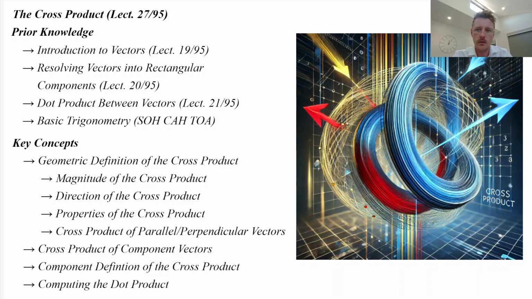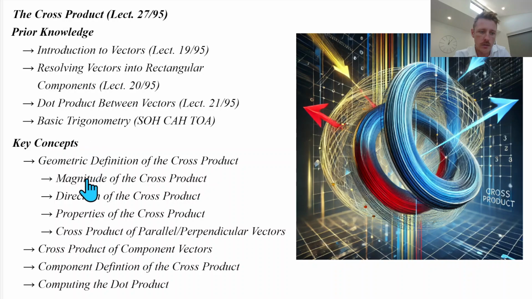All right, so we're going to look at the cross product, lecture 27 of specialist maths. Some of the prior knowledge for this will be introduction to vectors, resolving vectors into rectangular components. As well, dot product's not super important, but it's going to be important to know the difference between the cross product and the dot product. And the dot product's a bit easier, so it's probably good to have some practice with that. And some basic trigonometry will be very helpful for this as well.